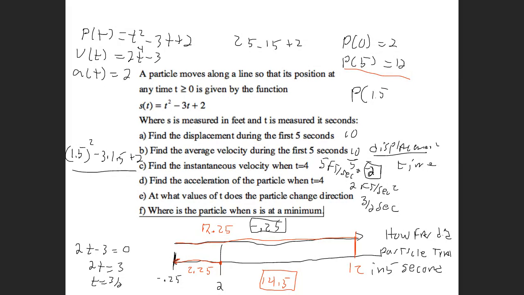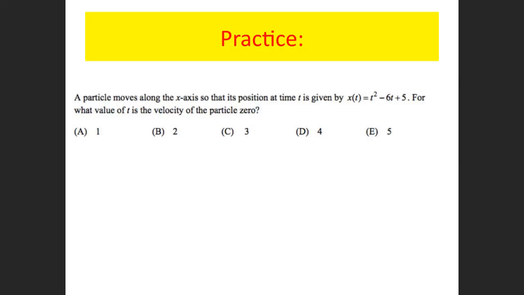This is one of the problems that you will always get on an AP exam. They will ask you all those different things. A particle moves along the x-axis so that its position at time t is given by t squared minus 6t plus 5. For what value of t is the velocity of the particle 0?